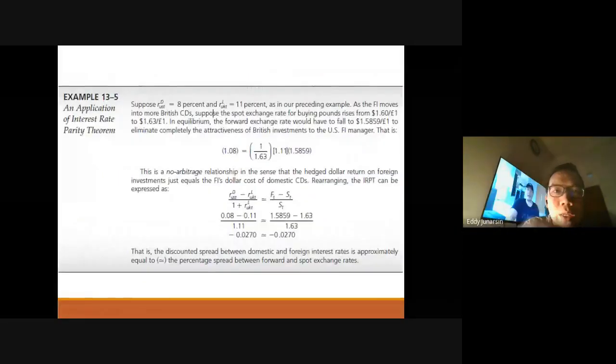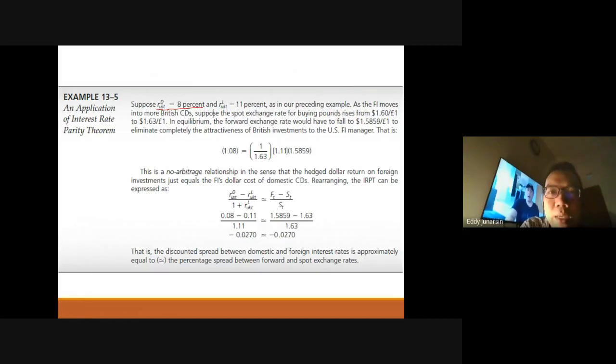Okay, so the interest rate in the US is 8%, and the interest rate in the UK is 11%. So you could immediately guess, based on the interest rate parity, the UK has a higher level of interest rate, so the UK pound is more likely to depreciate against the US dollar, and we'll prove it, right? So what is the spot rate? Spot rate is 160.